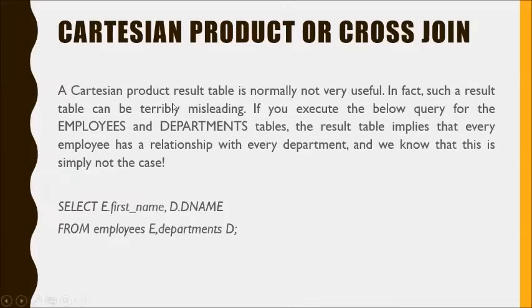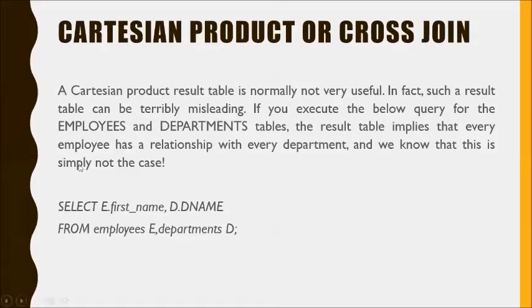A Cartesian product result table is normally not very useful. In fact, such a table result can be terribly misleading. If you execute the below query for the employees and departments tables, the result table implies that every employee has a relationship with every department. And we know that this is simply not the case.